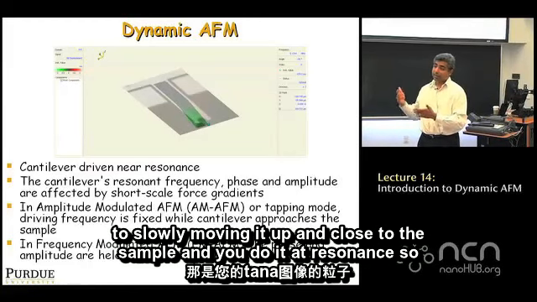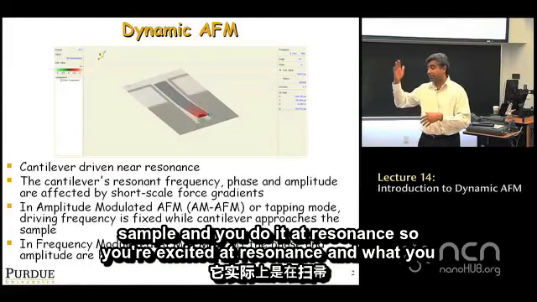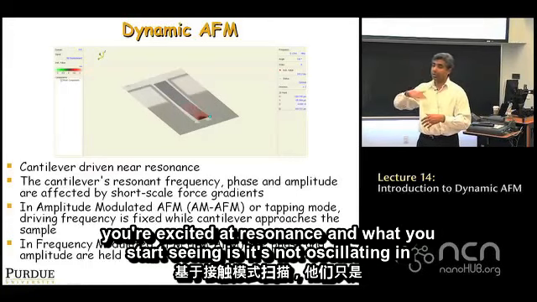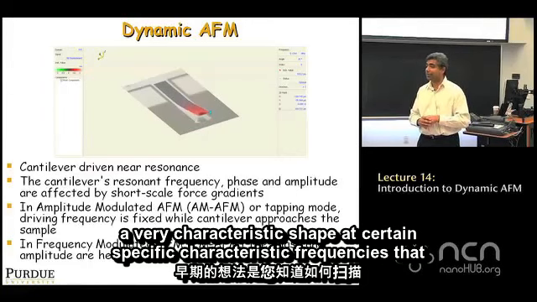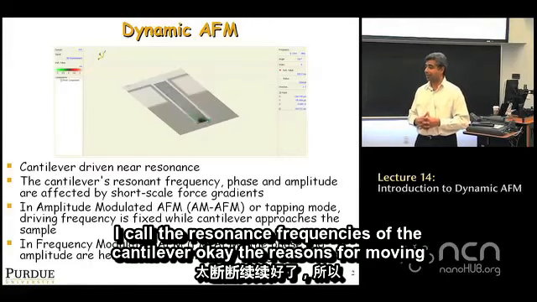And you do it at resonance, so you excite it at resonance, and what you start seeing is it starts oscillating in a very characteristic shape at certain specific characteristic frequencies that are called the resonance frequencies of the cantilever. Okay?